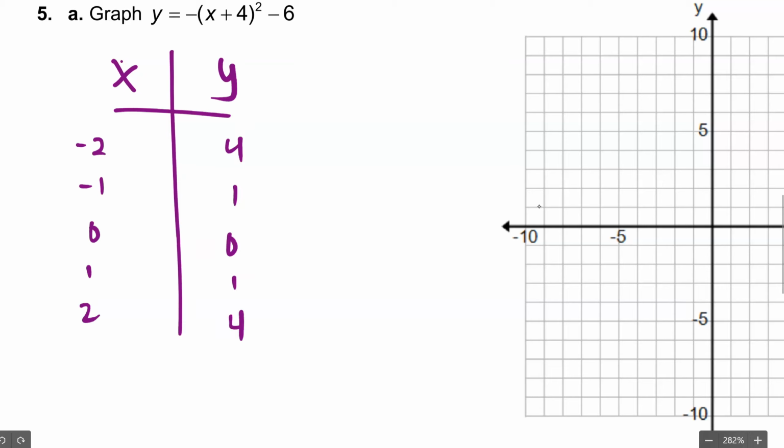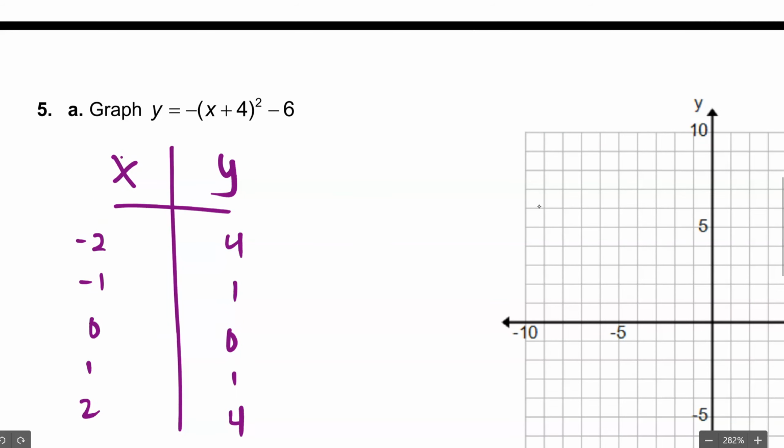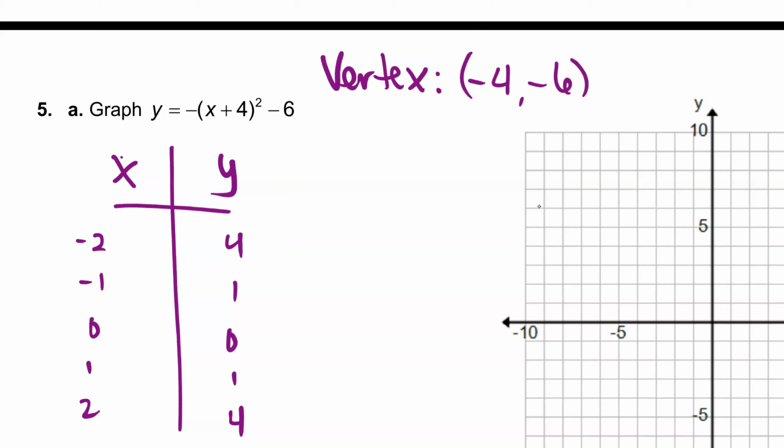Thank you very much. All right, so I know it's going to be reflected down. Where's the vertex going to be? Where's the vertex located? It's at -4, -6, right? -4, -6, because it's going left by 4. Yes, Jesse? Down by 6.